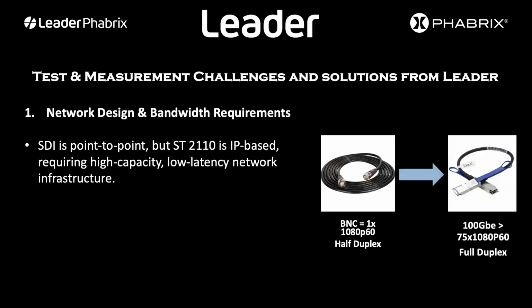We're all familiar with BNC cables, and a single BNC cable can support a 1080p 60 signal in half duplex, whereas in IP, an optical fiber connection can go up to 100 gigabits, which could be up to 75 1080p 60 signals in full duplex.